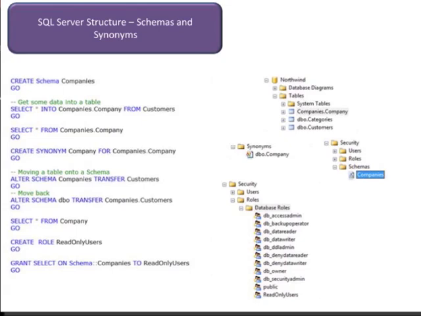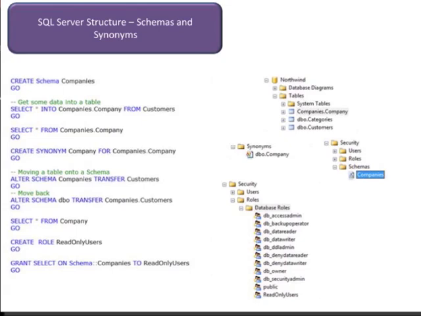Remember I showed you the DBO schema, which is the default schema. You can also use the create schema syntax to create your own schema, in this case a company schema. Then we can create tables on that schema. When you create a table in SQL Server, the syntax is normally create table name. If you do create table DBO.table name, it puts it on the DBO schema. If you say create table companies.table name, it puts it on the company schema.